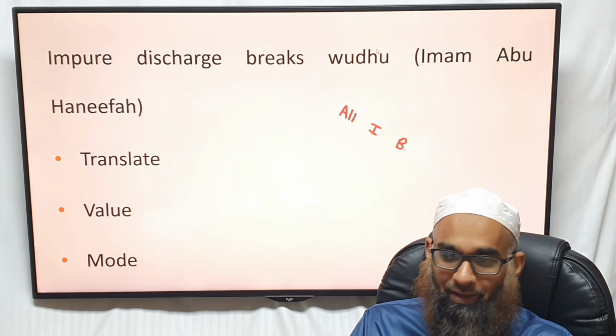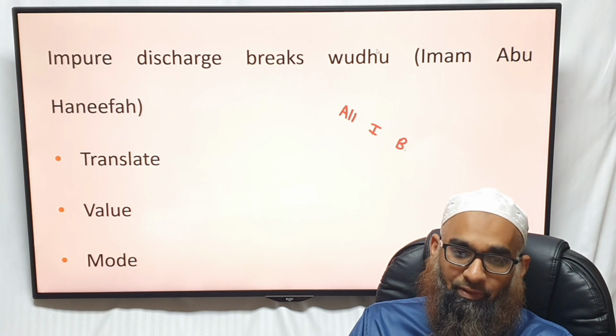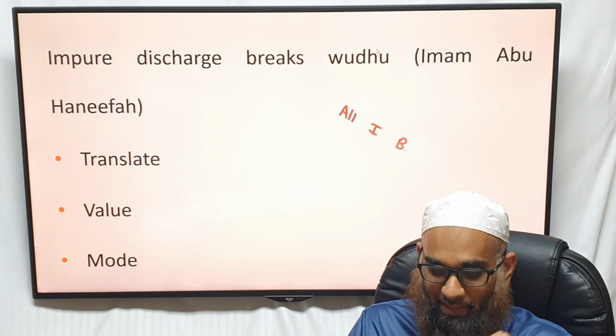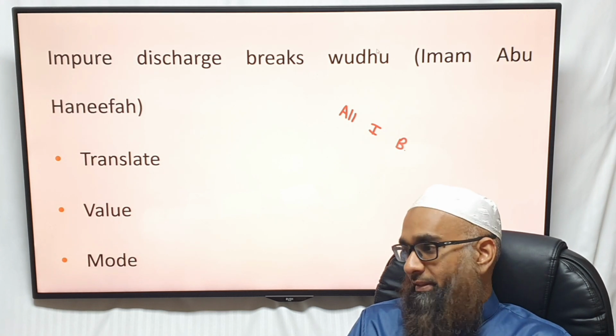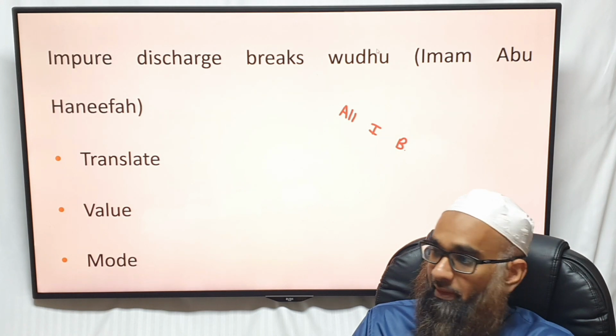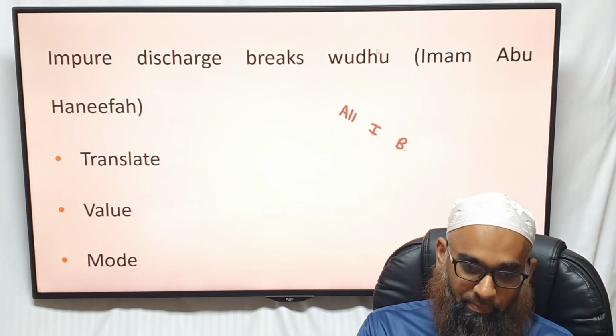Aqlan, or adatan, or shar'an? From a Shari'i perspective, but from a Shari'i Hanafi perspective. So it's wajib, it's necessary. Yes, that in discharge will break wudu.